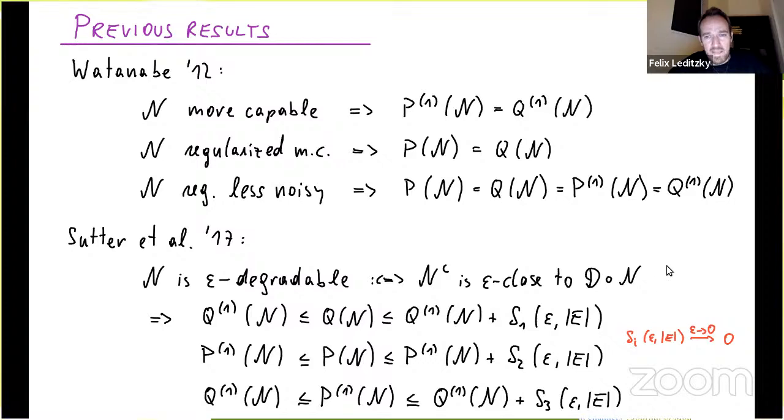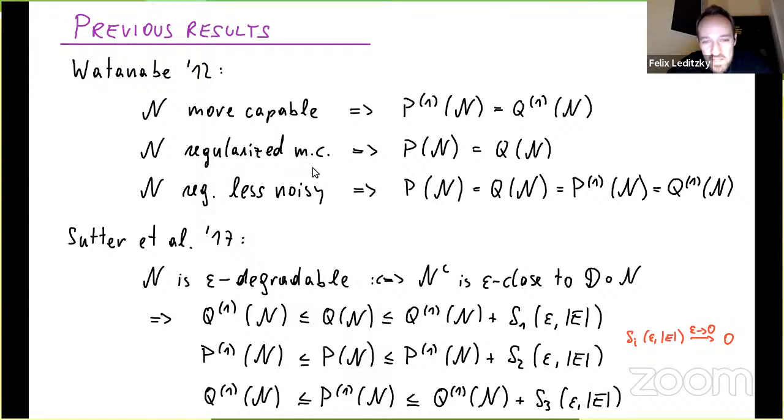Okay, and Watanabe proved about these classes of channels a remarkable set of results that generalize what we know about degradable and antidegradable channels. So Watanabe proved that if N is more capable, then that always means that the coherent information and the prime information are always equal to each other. And yeah, okay, that's it.